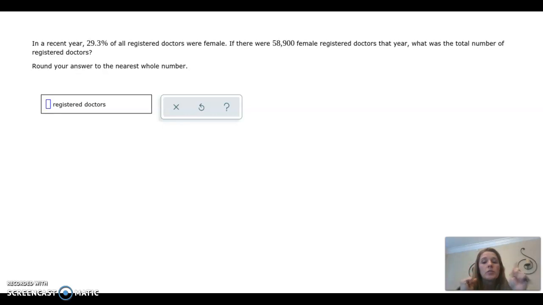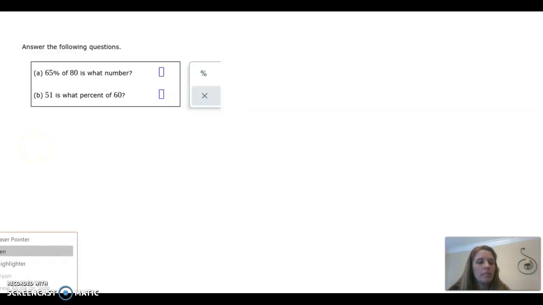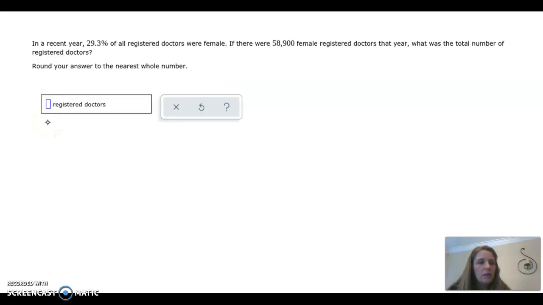Easiest way, turn that percent into a decimal. Remember how we did before when we were doing the Dr. Pepper, my favorite soda? Oh, my pen isn't working, hold on. Okay, you take that percent here and turn it to a decimal. Remember, if I'm going from percent to decimal, I'm going to go back 2 places, so 0.293. And then you can just go ahead and multiply that by 58,900.